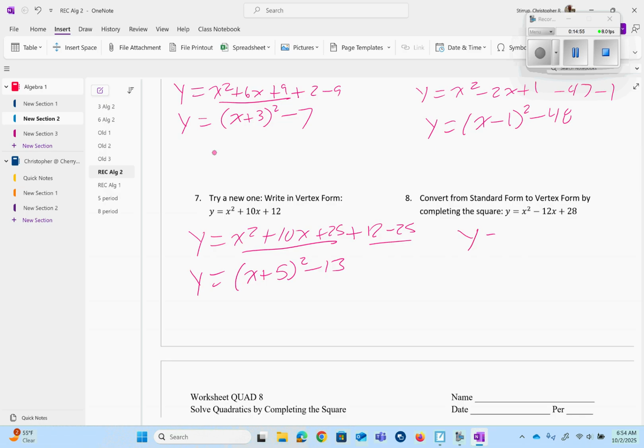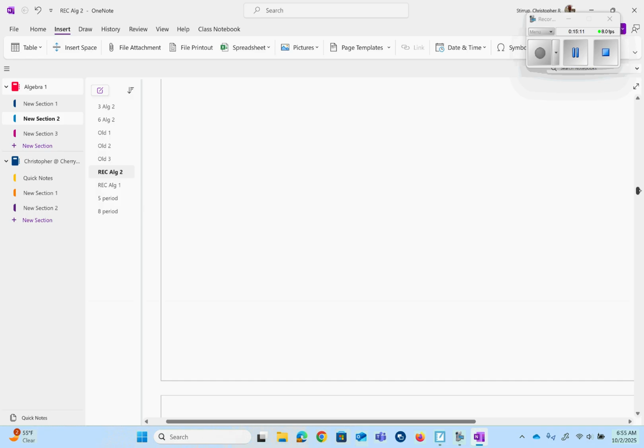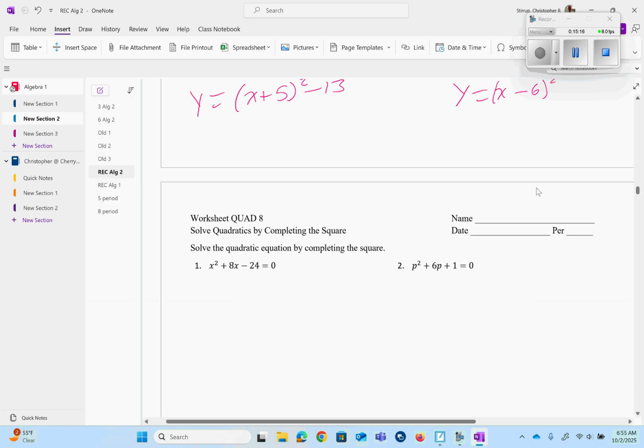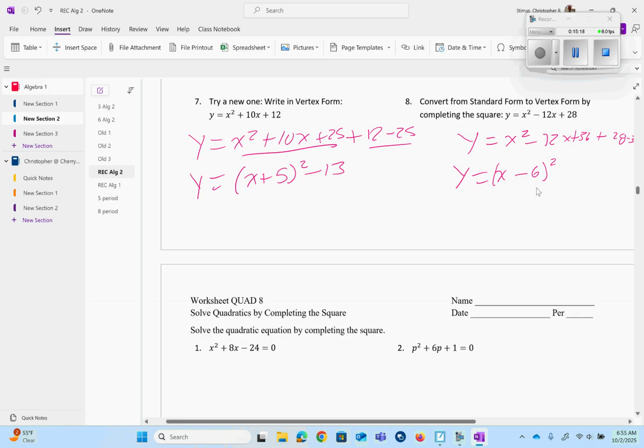Last one. Make a space. Okay, so x squared minus, half of 12 is 6. Square 6, that's 36. If I add 36, I'll subtract 36. Oops. That didn't have to happen. So subtract 36, so that's going to give me negative 8, and there's our answer.